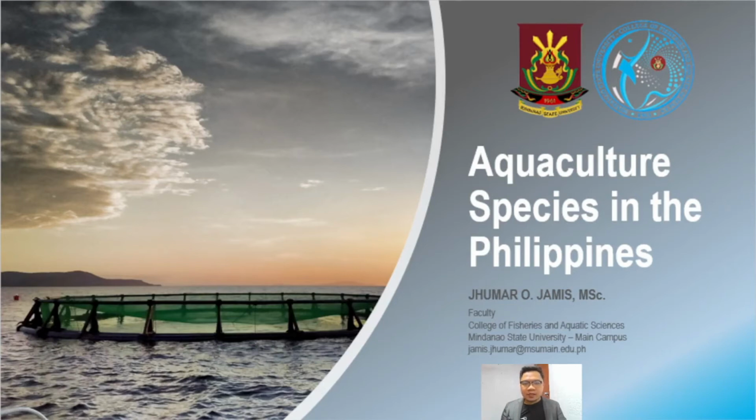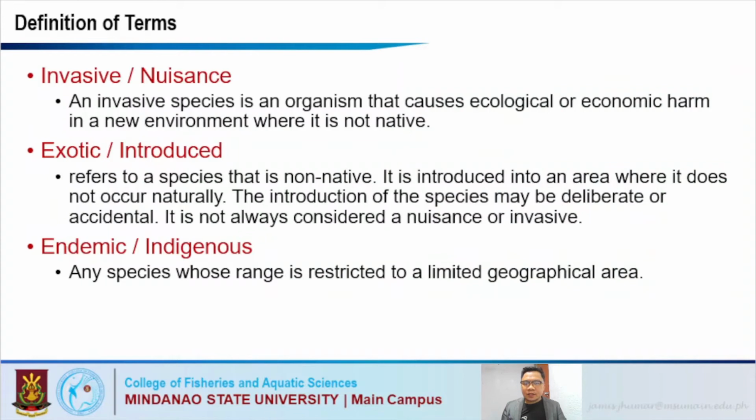Today, we will be discussing the aquaculture species in the Philippines. Basically, we will deal with the most important commercially cultivated species in aquaculture. To start with, let us first distinguish the different species that are now cultivated in the Philippines. Here we have the definition of terms for the three classifications of the species being cultivated in the Philippines.